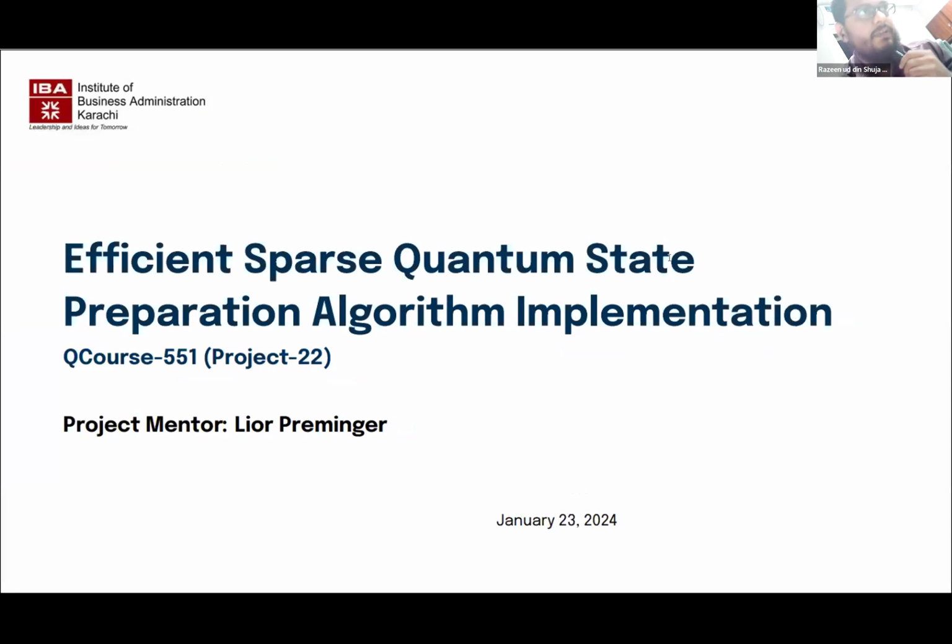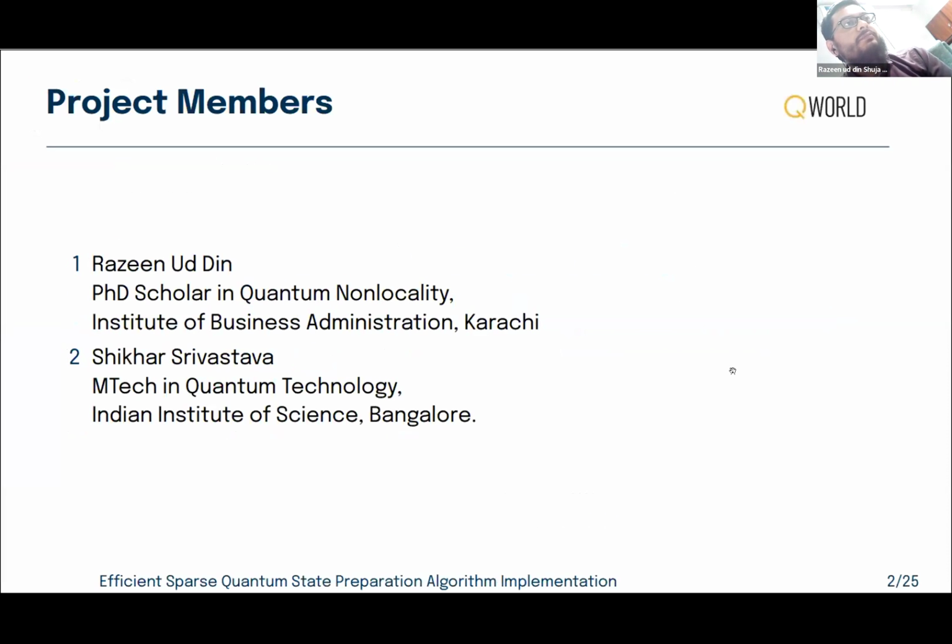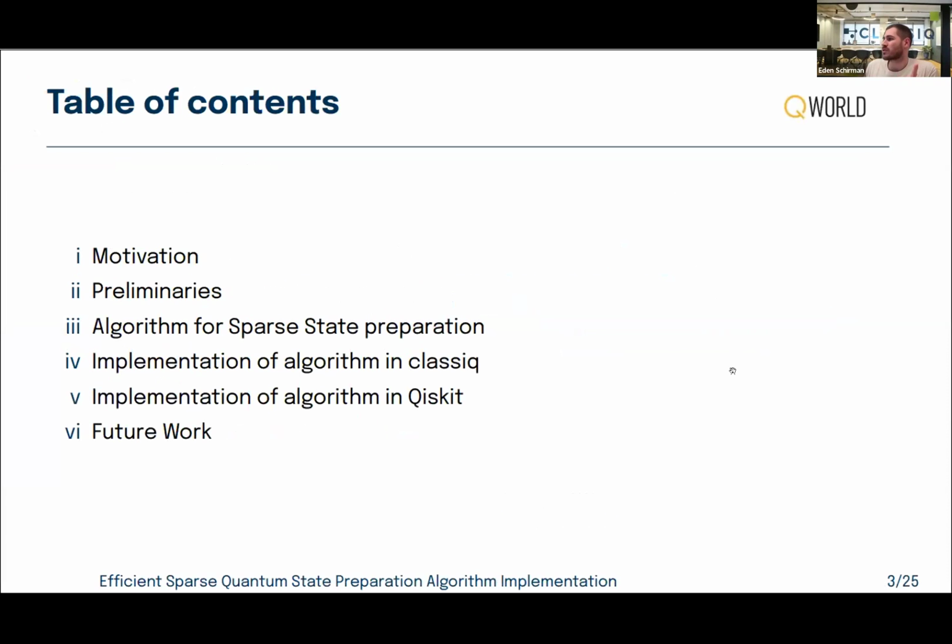So, hi everyone, this is Razinuddin, and today I am presenting project 22 of QCourse551. Our mentor is Leo, and the project is the implementation of the sparse quantum state preparation algorithm. We have 2 members with me. I have Shikhar.